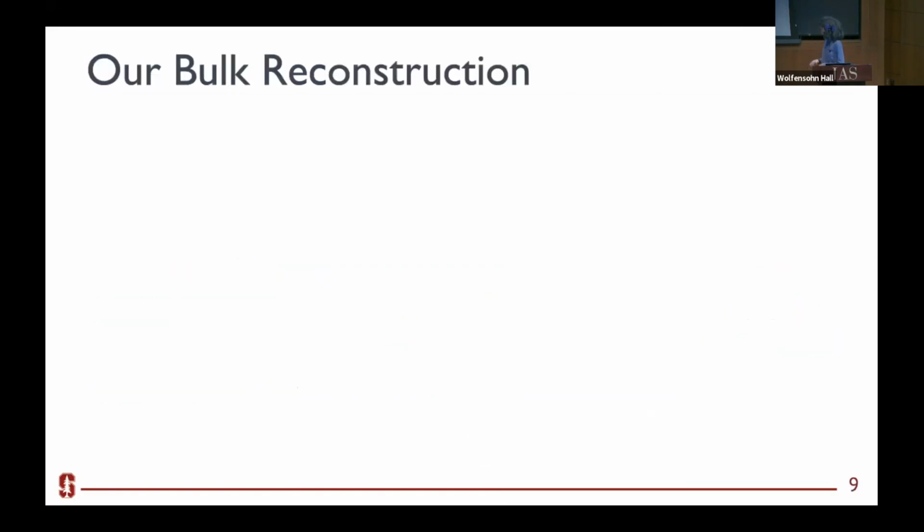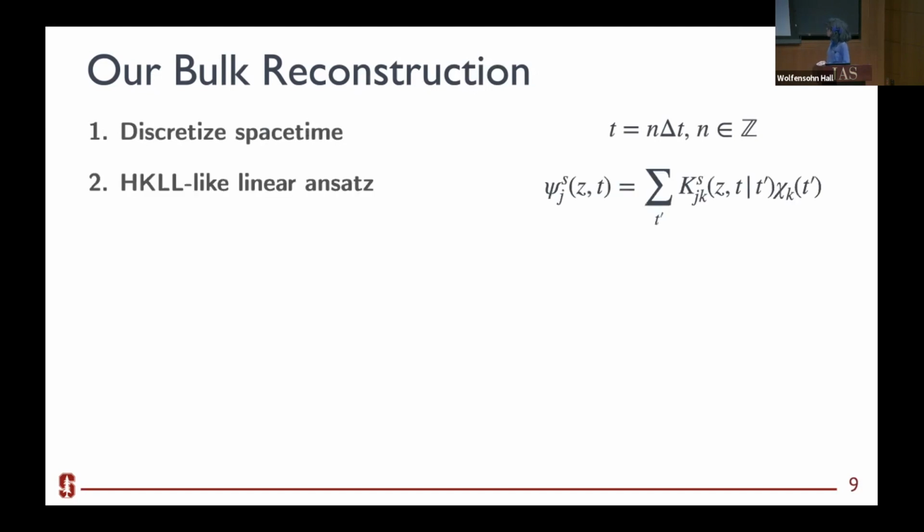All right, awesome. So how does our bulk reconstruction protocol work? As I mentioned before, we're going to be starting off by discretizing space-time. And so for our one-dimensional boundary, that just corresponds to discretizing time. And then we're going to make an HKLL-like linear ansatz for the bulk fields. So here I'm denoting the bulk fields by psi, the boundary fields by chi, and I'm going to be using this notation for the remainder of this talk. And k represents the kernels that we're trying to find.